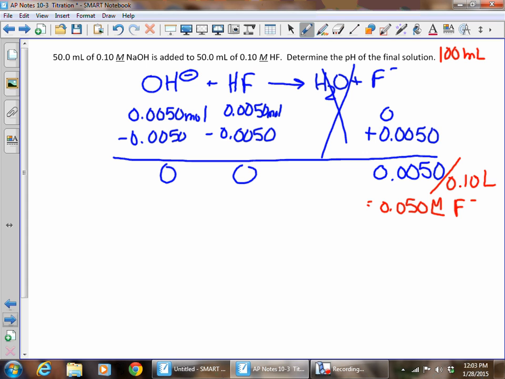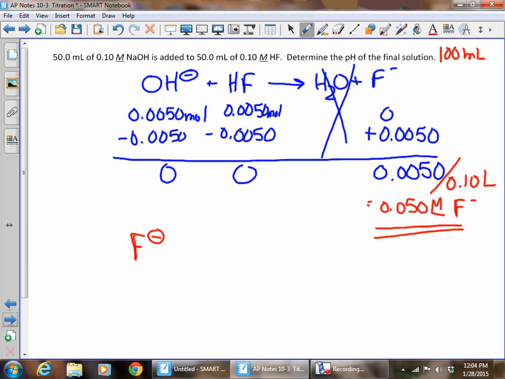Now, at this point, the HF has been used up. There's no HF in this solution now. The OH minus has been used up. The only thing that's in this solution now is the F minus. So as soon as we reach this situation where all that's left is F minus, it's going to happen every time we get to the endpoint for these weak-strong reactions. That's what our reaction is going to involve, because all that's in there is F minus.